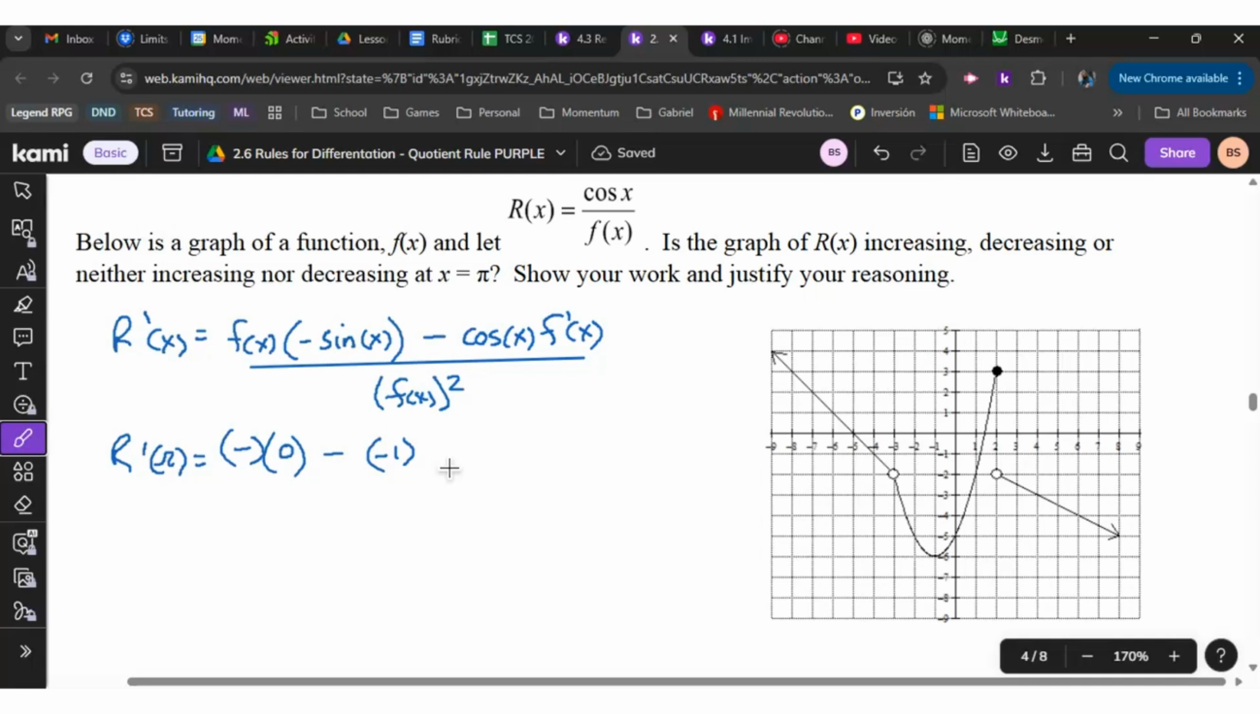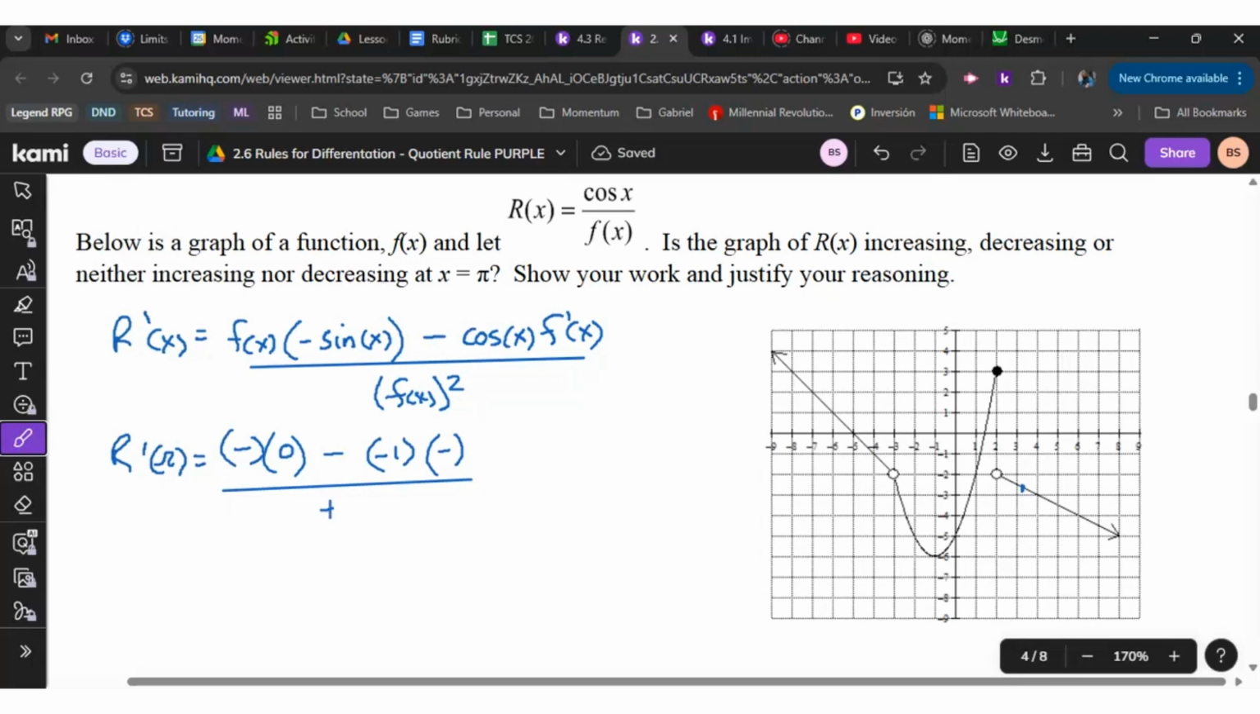Now, this is probably the trickiest part on here. If it is f prime of pi, that means I need the slope. So if I look here, it's at the same point, but I need to know the slope. What is the slope of that line? Is it positive or negative? It's negative, right? It's a negative slope going down from left to right. So I'm just going to put that it's negative. And then I'm over f of pi squared. The truth is, if it's squared, what is it automatically?